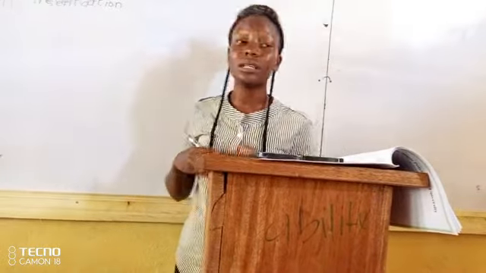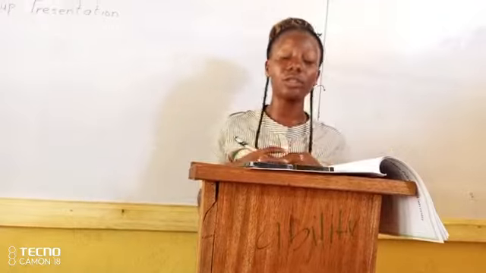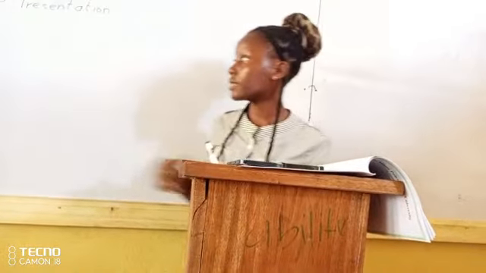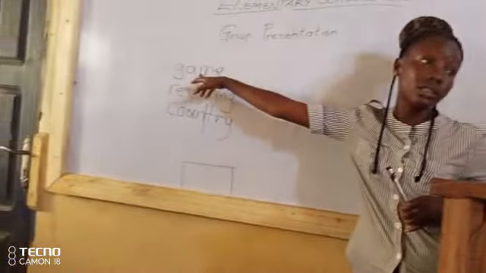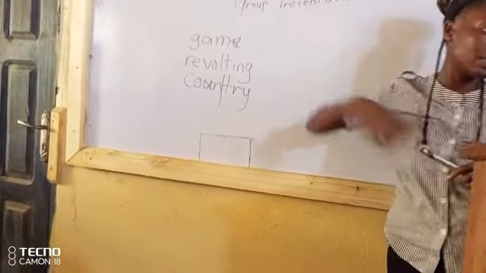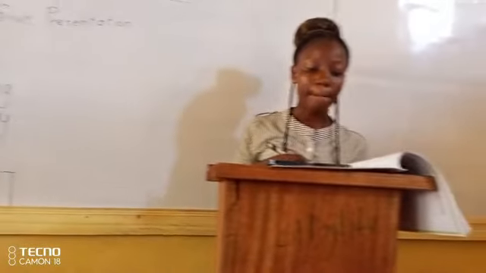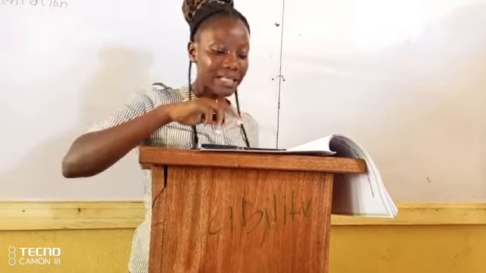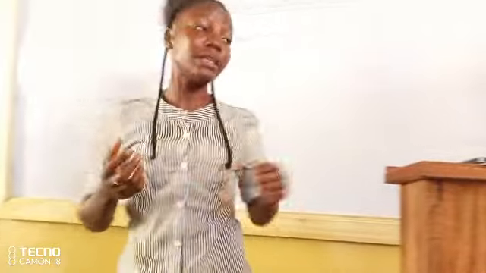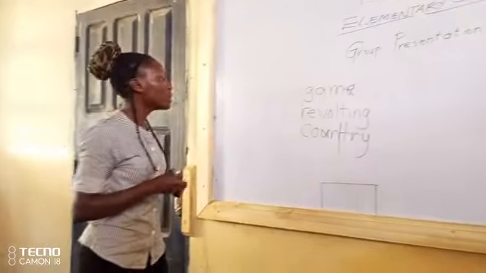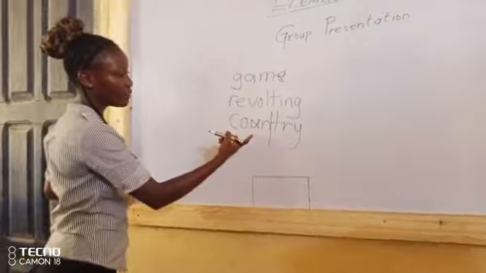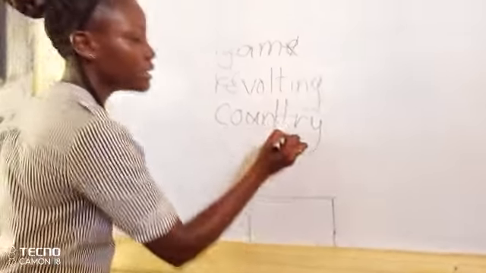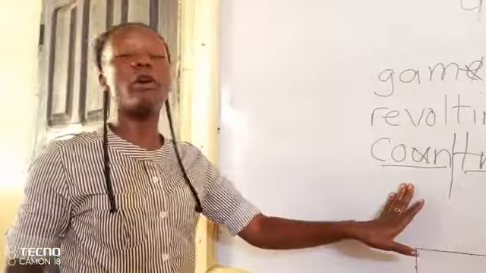We have monosyllabic. Monosyllabic is a type of syllabication that talks about a 1 syllable word. For example, I gave you game. Game is a 1 syllable word, so it falls in monosyllabic. And then we have bisyllabic. Bisyllabic can also be called disyllabic. So you either say bi or di. In our case, we have 2 syllables. For example, country that I gave you here. This is 1 syllable and this is another syllable. So this can fall in bisyllabic or disyllabic.